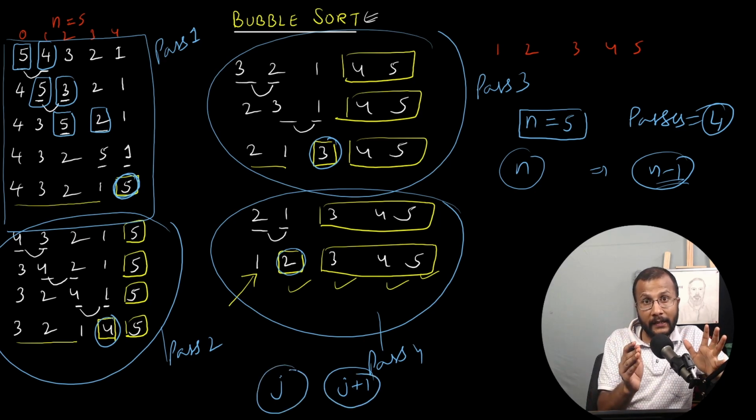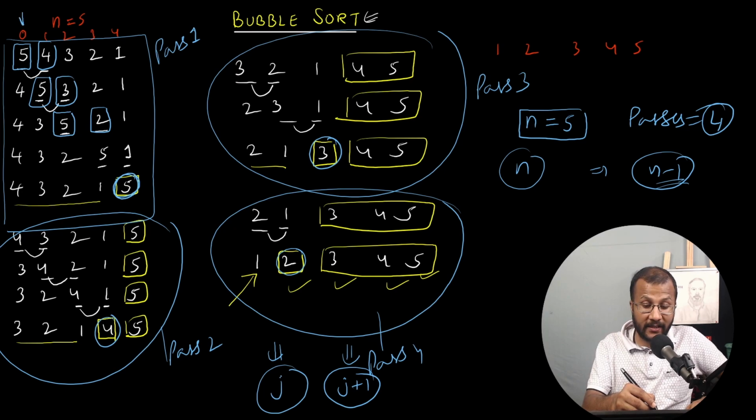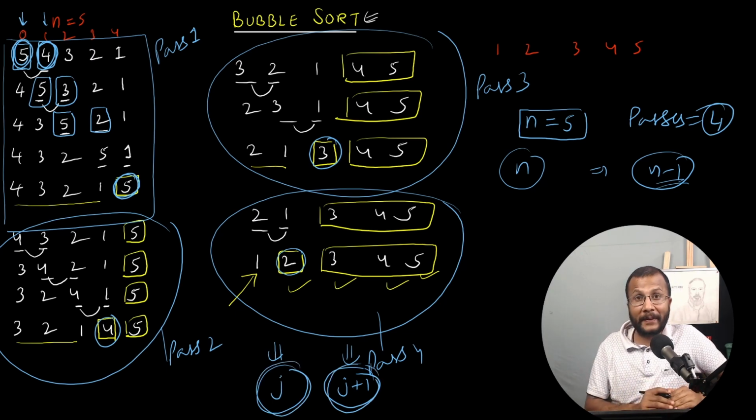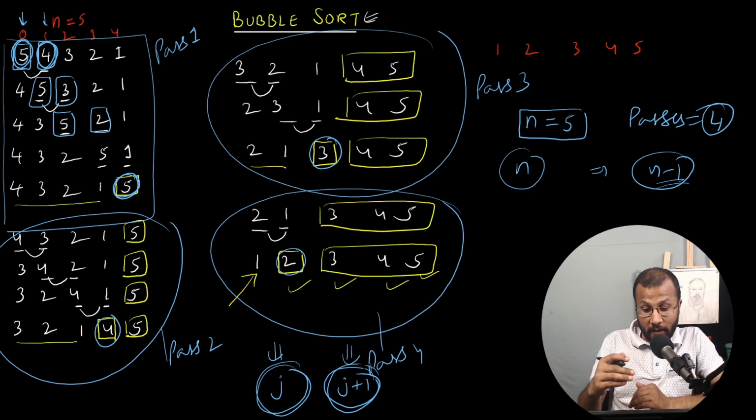I am comparing, and if my element at index j is more than the element at index j plus 1, I do the swapping. Like in this case, the element at index 0 was 5 and the element at index 1 was 4. So 5 is more than 4, so I do the swapping. If that is false, that means the element at index j is less than the element at index j plus 1, swapping is not required. So by performing comparison and swapping in each of these passes, and by taking care of these passes 4 times, I was able to sort these numbers.